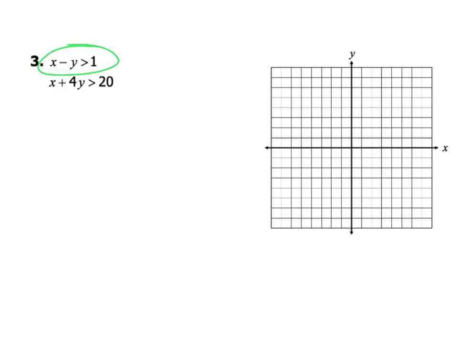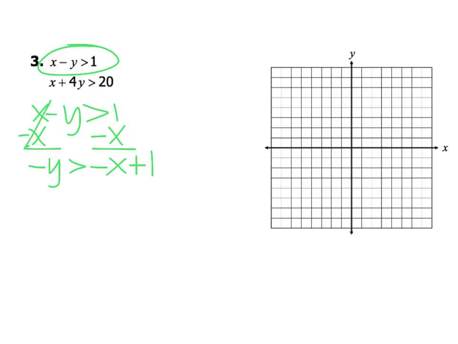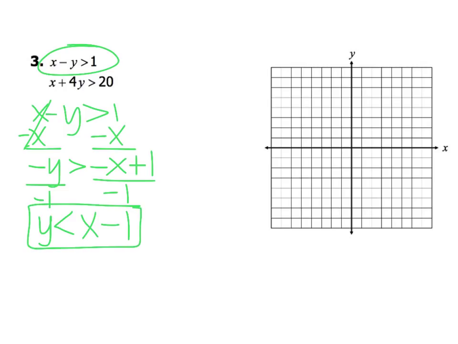So starting with this first one, we've got x minus y is greater than 1. We want to subtract x from both sides. Cancels out over here. We're left with negative y is greater than negative x plus 1. Now, y is not by itself yet. There's still a negative 1 next to it. It's a negative y, so we have to divide both sides by negative 1. So we get y. And remember, if we're multiplying or dividing both sides of an inequality by a negative number, we have to switch the sign. So we get y is less than positive x minus 1. And there is our first linear inequality.